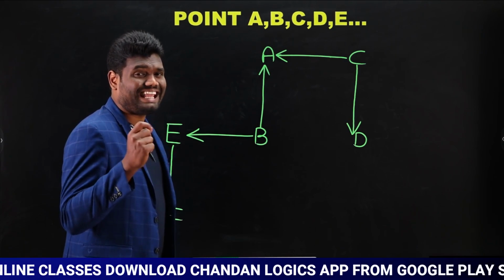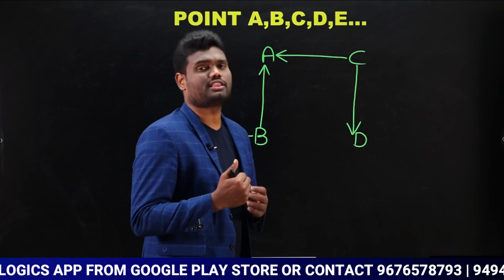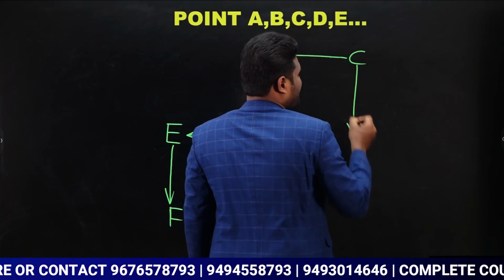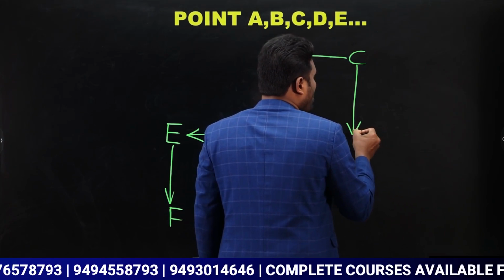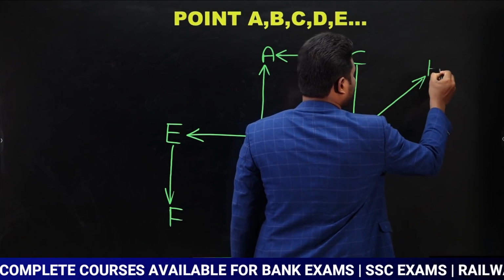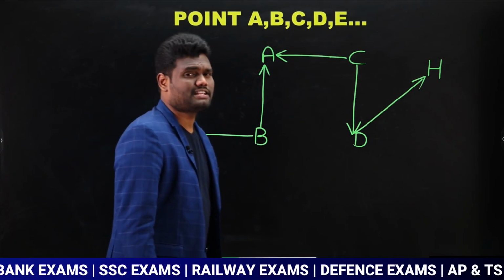the northeast of D. Now observe carefully. For D, this is north. This is east. When I say northeast, northeast is going to be in this way. Yes or no? So H is to the northeast of D. Is that clear? Very, very simple.